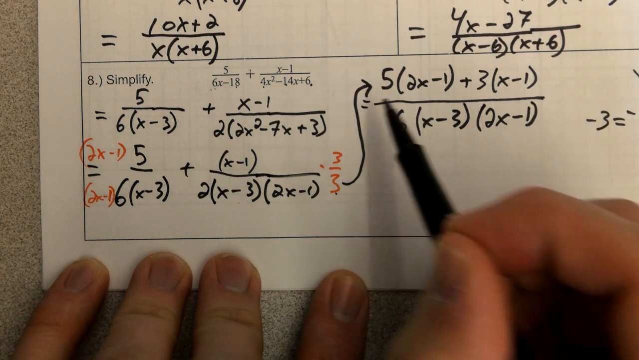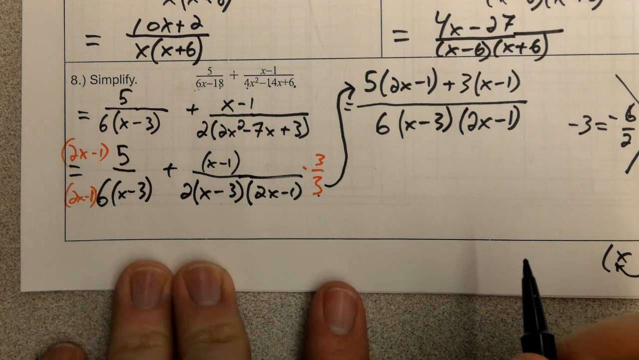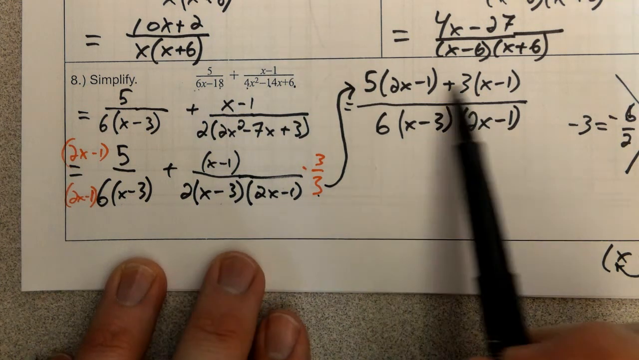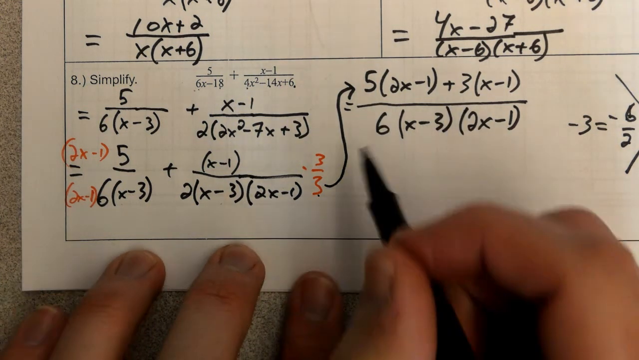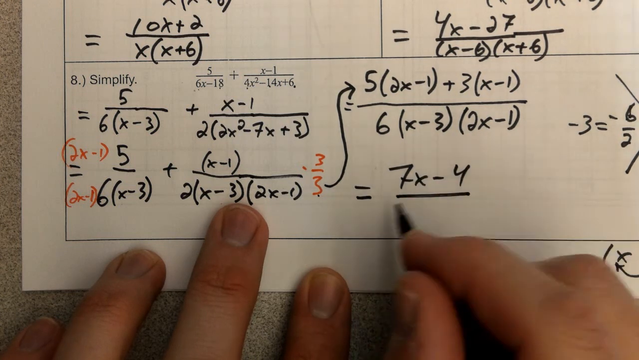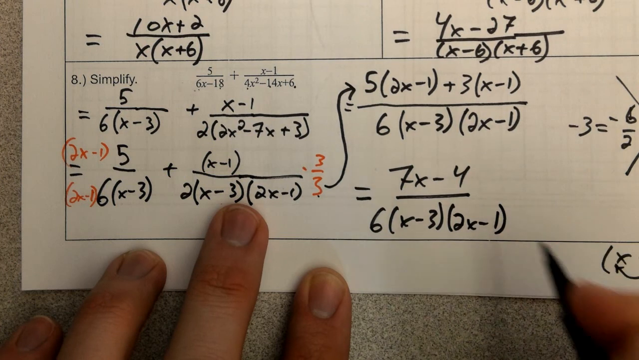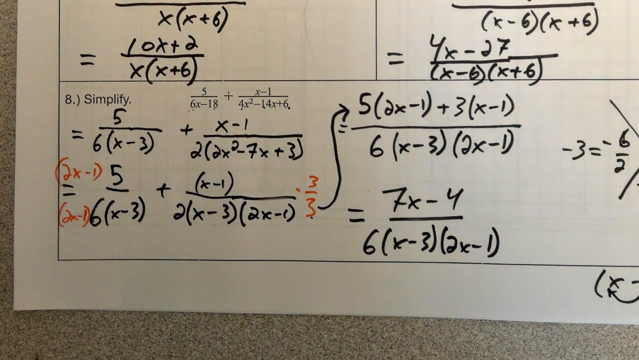You don't need to write those separately and then combine them if you want to just jump ahead. Okay, so then you're going to do some math on the numerator just to simplify it, and you'll end up with your final answer, which is 7x minus 4 over 6 times x minus 3 times 2x minus 1.